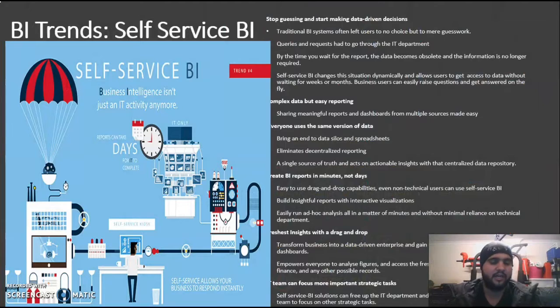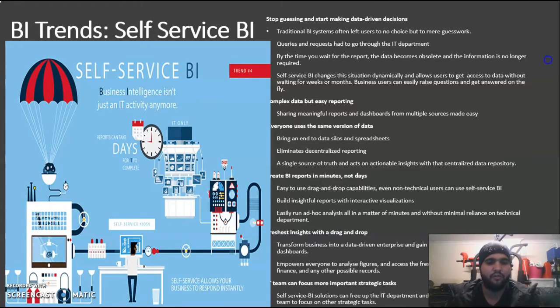Self-service BI also helps us stop guessing and makes us decision makers. It is also useful with complex data, and it creates BI reports in minutes, so we can just use it with the help of a drag-and-drop option. Let's talk about both of these in two different domains: cyber security and manufacturing.